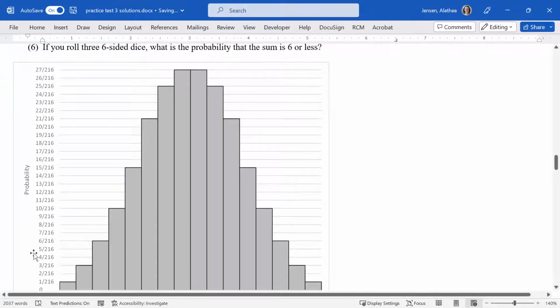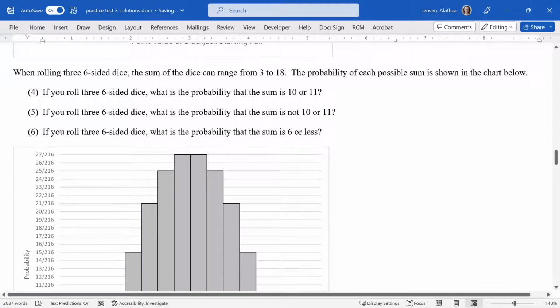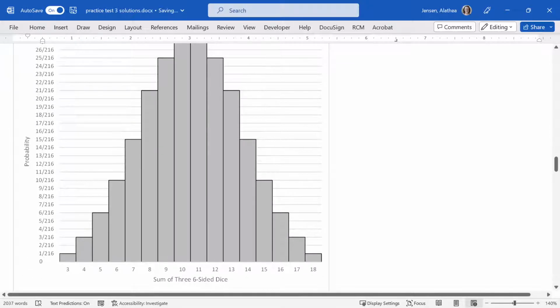Probabilities are on the vertical axis here, and they're shown as fractions out of 216. There's 6 times 6 times 6, which is 216 total possible outcomes for rolling 3 dice. That's why they're all out of 216. All right, so number 4 says, if you roll 3 six-sided dice, what is the probability that the sum is 10 or 11? So 10 or 11 are these middle two, the most probable outcomes.